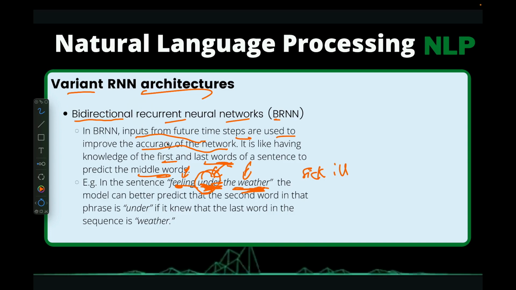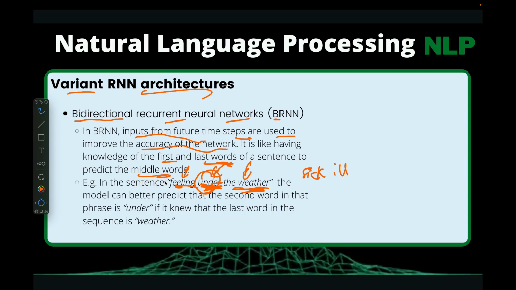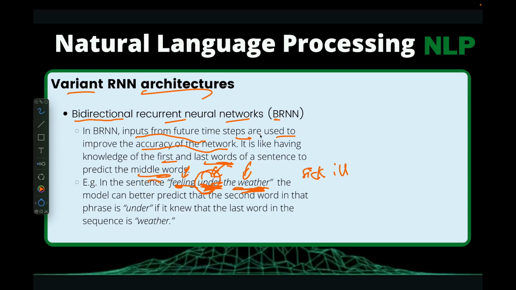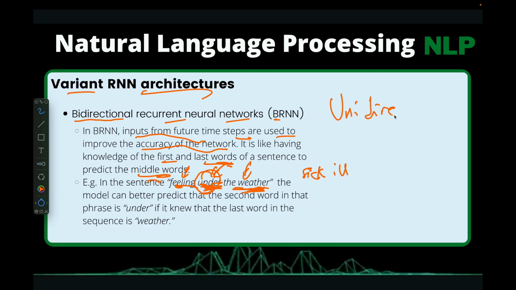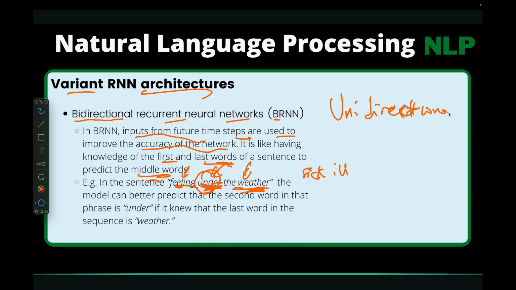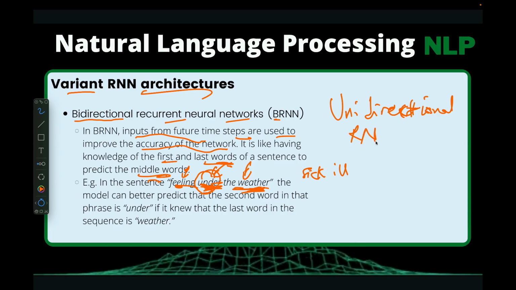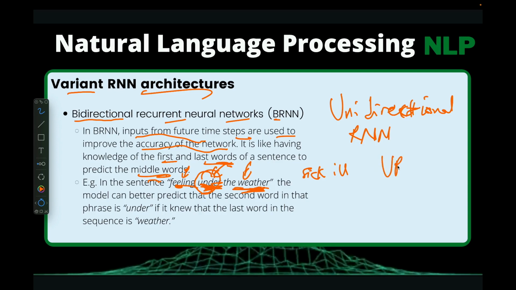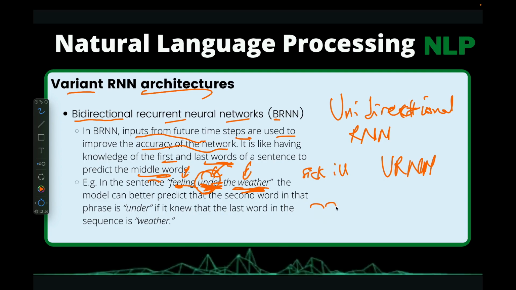If you have an RNN which doesn't take into consideration the future, and it only takes into consideration the past input, then it's called unidirectional. Unidirectional RNN, so in this case it's going to be URNN. That's the traditional one, where it takes into consideration the previous words that came.